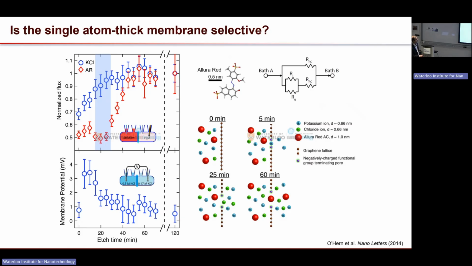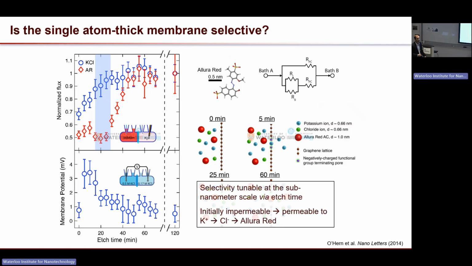This is etch time. As we make bigger and more pores, first potassium ions preferentially go through. Then you have salts going through, but not the dye, and then everything goes through. In this regime, the graphene is basically transparent to everything, both the salts and the dye molecule. And we can think about transport pathways that account for what is going on. So this was very interesting because now we have something which we can tune selectivity at the sub-nanometer scale with a 1 atom thick membrane at the centimeter scale lateral dimensions.